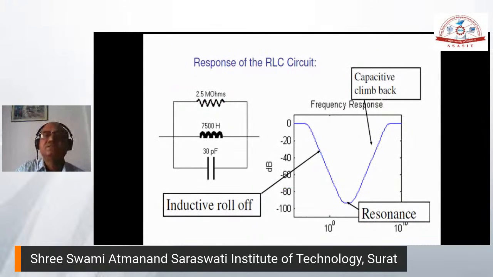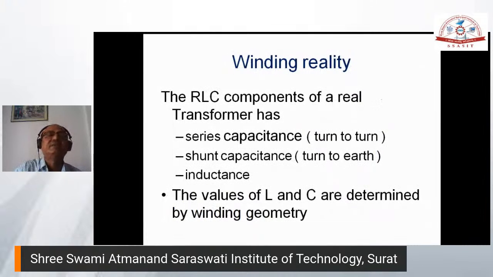Now, this is represented in dB form, 20 log 10 of this ratio. So you can have a response like this. This is a simple analysis, but in the case of a transformer winding, we'll have much more complexity.